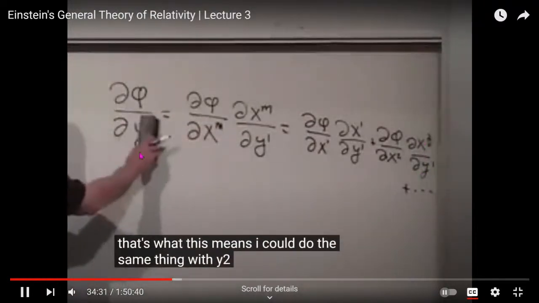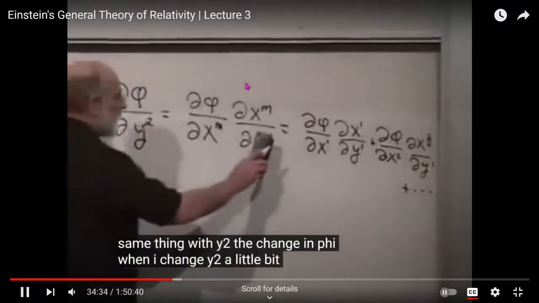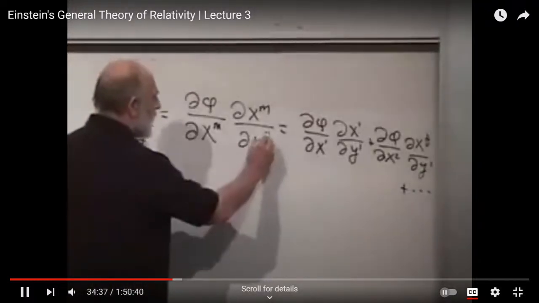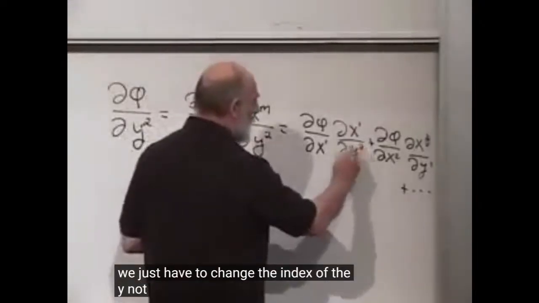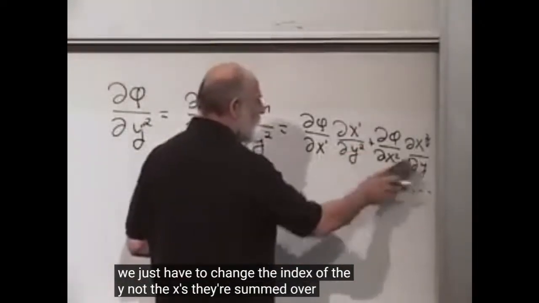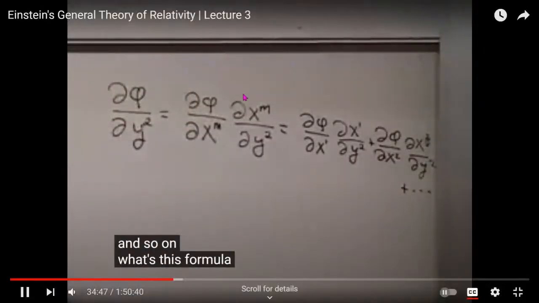I could do the same thing with y2. The change in phi when I change y2 a little bit. We just have to change the index of the y, not the x's. They're summed over, and so on. What's this formula? What's this called?